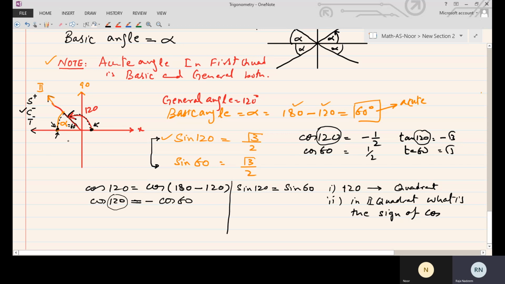What is the difference? It's the sign, because in the second quadrant cos will give you a negative answer, so all you have to do is put a minus sign with the basic angle. Like this: cos of 120, this is the basic angle, this is cos, so you put a minus sign outside of the function. Likewise, if we say tan of 120, and 120's basic angle is 60, so we write tan of 60, and tan of 60 will be written with a minus sign because in the second quadrant tan is negative.